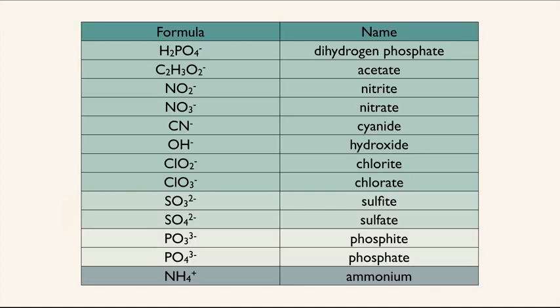Here they're sorted by their charge. The top section are all -1 anions. Then the charge increases down the chart. Everything on this chart is an anion except for one cation, the ammonium ion, NH4+.